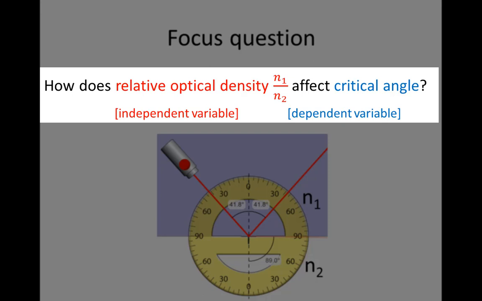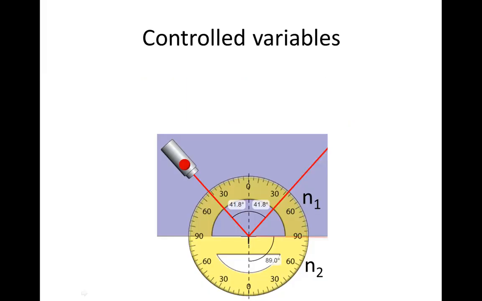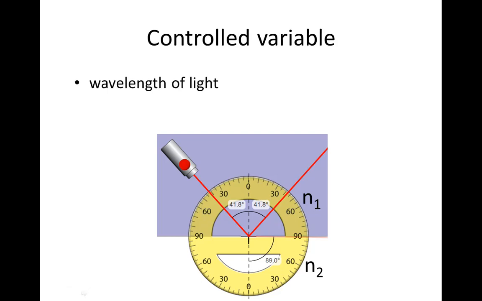We can say, how does relative optical density, in other words, N1 over N2, affect critical angle? What should we control in order to be able to answer this fairly? We must use the same color of light, the same wavelength of light for our different measurements. I'm going to choose red light of 450 nanometers wavelength.